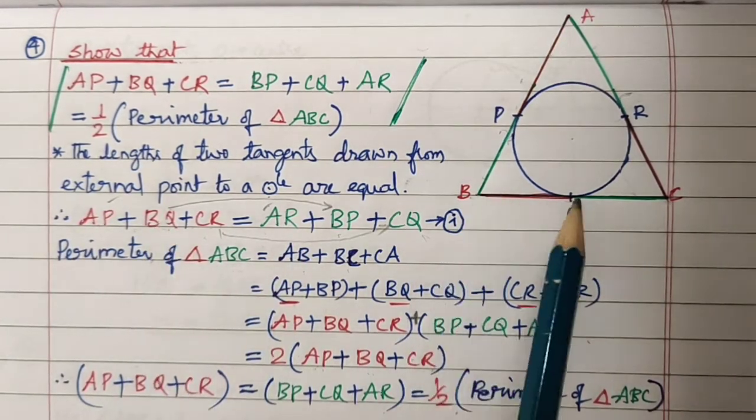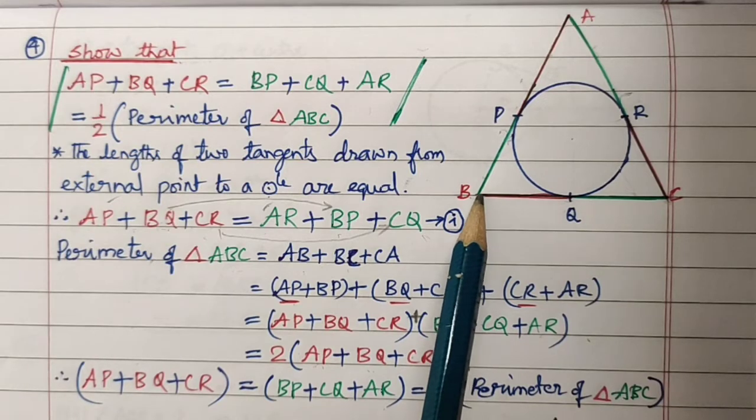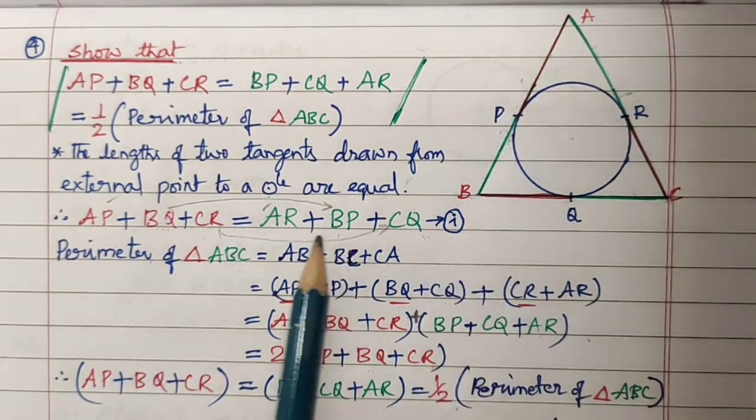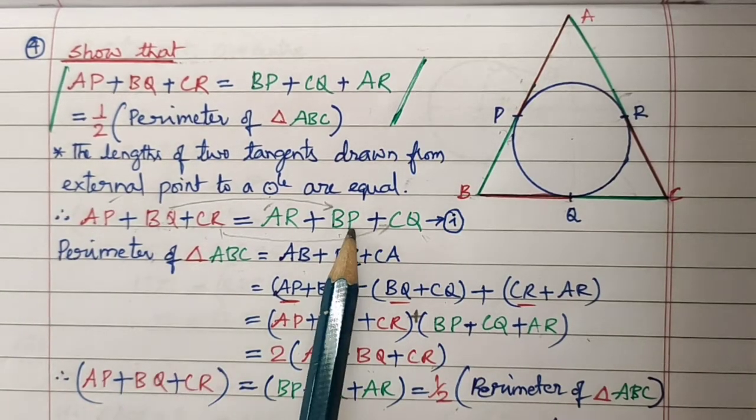BQ is equal to BP, because we are drawing two tangents to the circle from the same point. Therefore, BQ is equal to BP. We are writing BP in place of BQ.